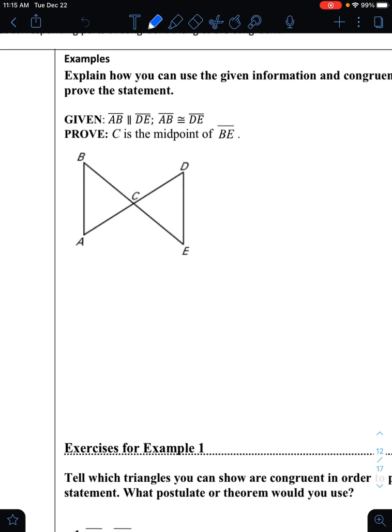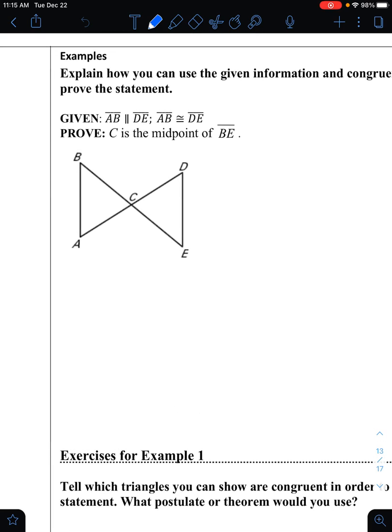Okay, so let's just step through this first one. We are given that AB is parallel to DE, so I'll put the parallel marks. We are also given that AB is equal or congruent to DE. So not only are they parallel, they're congruent. We're trying to prove that C is the midpoint of BE.